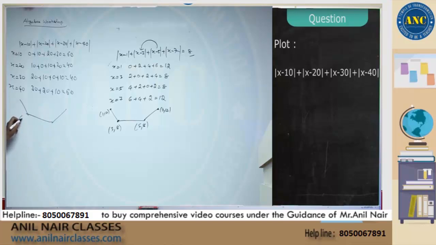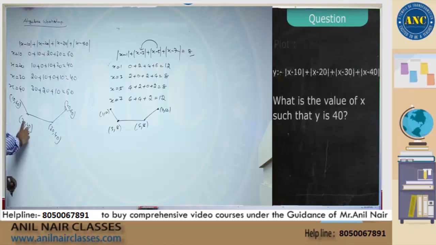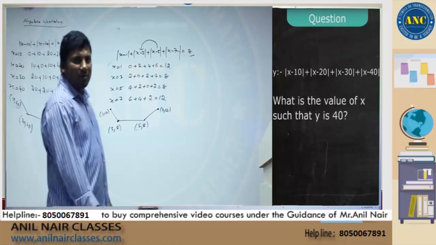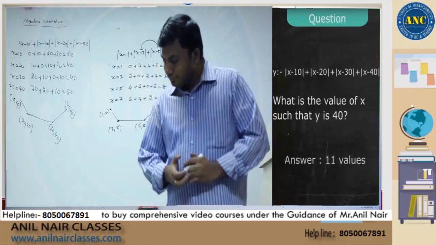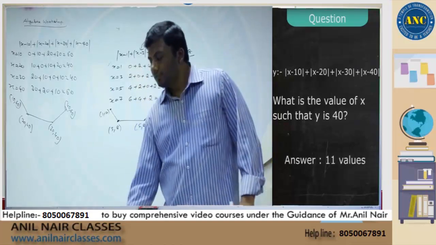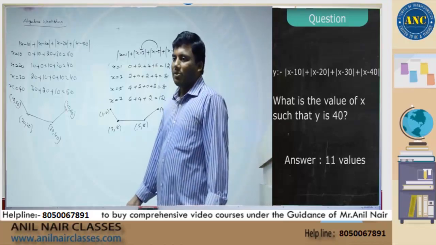That means what is the expression? This is the expression. This is 20 comma 40. These 30 comma 40. These 10 comma 60. These 40 comma 60. That means what is the right hand side, that is the given value? 40. 40 means how many values? From 20 to 30. From 20 to 30. Please put a star mark on that question. 11 values.